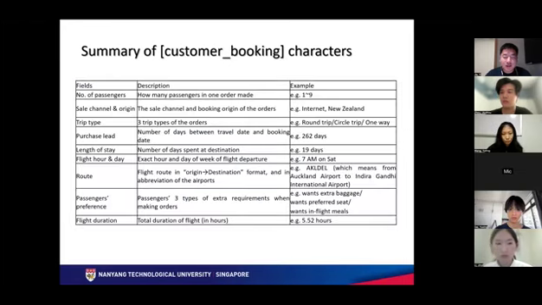Well, as for the customer booking, the main fields useful for analysis could be classified as these. There are number of passengers, sales channel and origin city, trip types, purchase lead days, length of stay in the destination, flight hour and week of day, route from origin to destination, but in the abbreviation of airports format, passengers' preference in 3 areas, and flight duration hours.